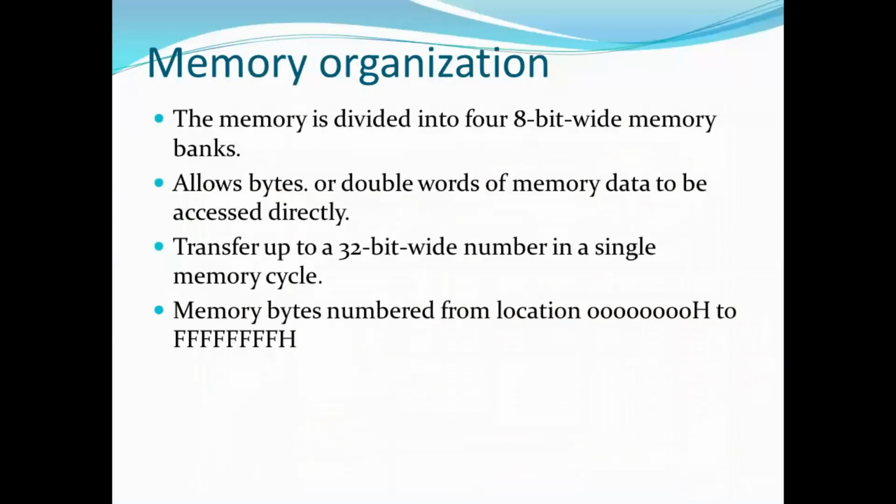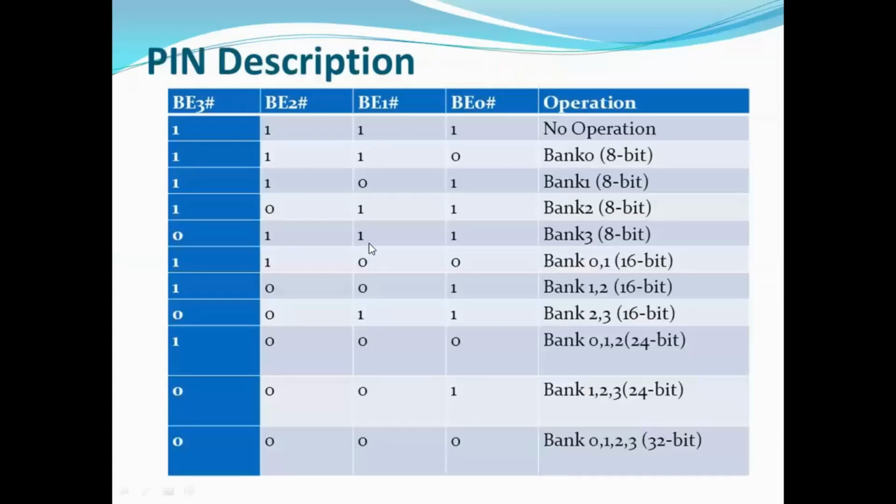The memory is divided into four 8-bit wide memory banks, which allows bytes and double words of the memory data to be accessed directly. It transfers up to a 32-bit wide number in a single memory cycle. Memory byte numbers are from location 00 to FFH.